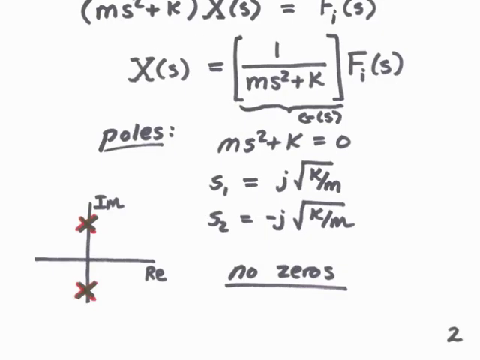The poles of this transfer function are the roots of the denominator. So the roots of ms squared plus k equals 0 are s1 equals j square root of k over m, and s2 is minus j square root of k over m. I can indicate these two poles in the complex plane. The poles are complex conjugates on the imaginary axis. Now this transfer function has 1 in the numerator, so there are no zeros of this transfer function. So the transfer function has 2 poles and no zeros.